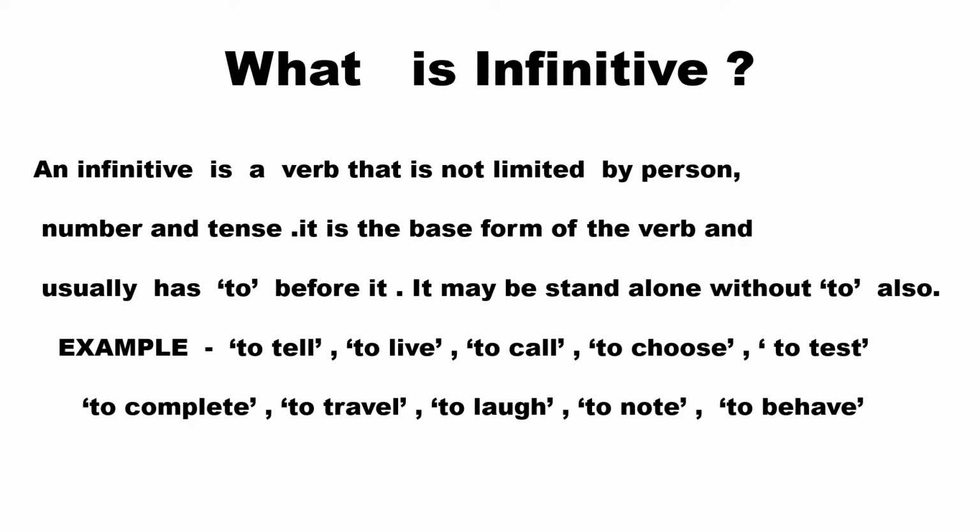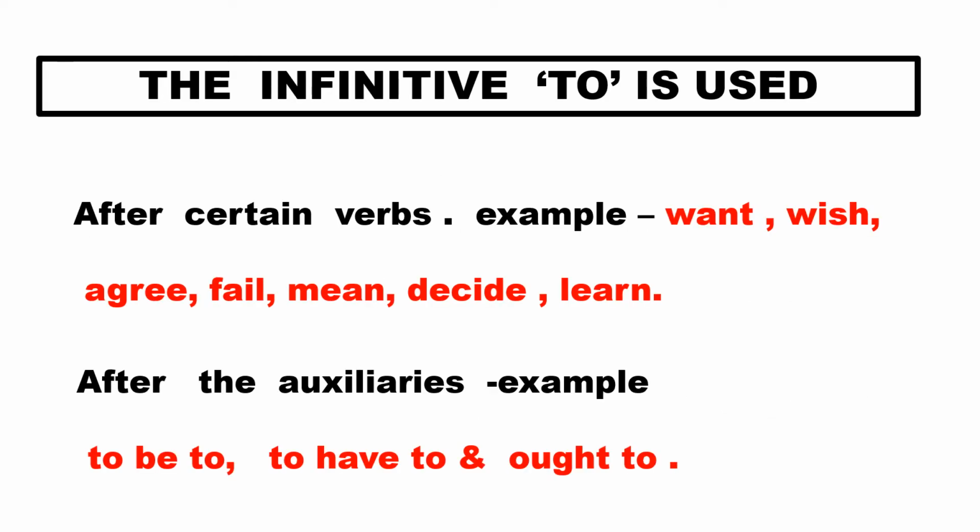For example, where we use "to" before a verb: to tell, to live, to call, to choose, to test, to complete, to travel, to love, to know, to behave. Now we will see where we use the infinitive after certain verbs, for example want, wish, agree, fail, mean, decide, learn. Before these verbs we use the infinitive "to". After the auxiliary verbs, for example to be, to have to, and ought to, we also use the infinitive.